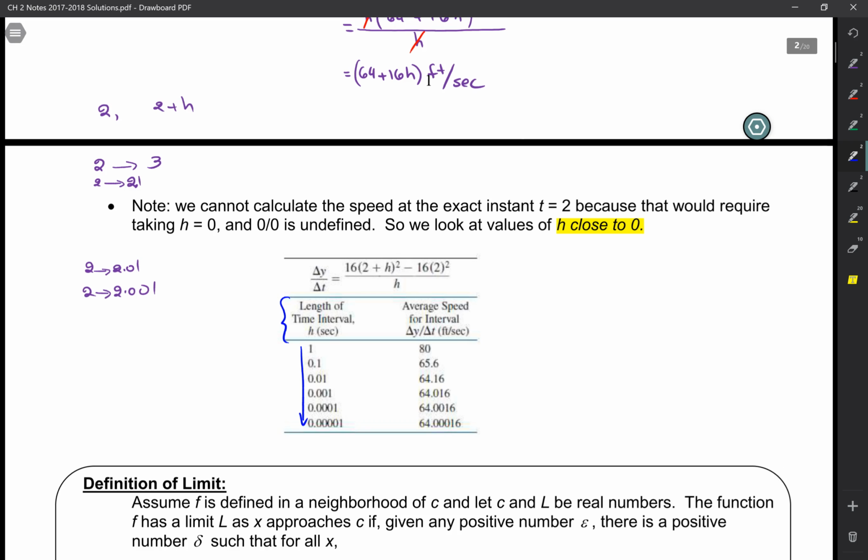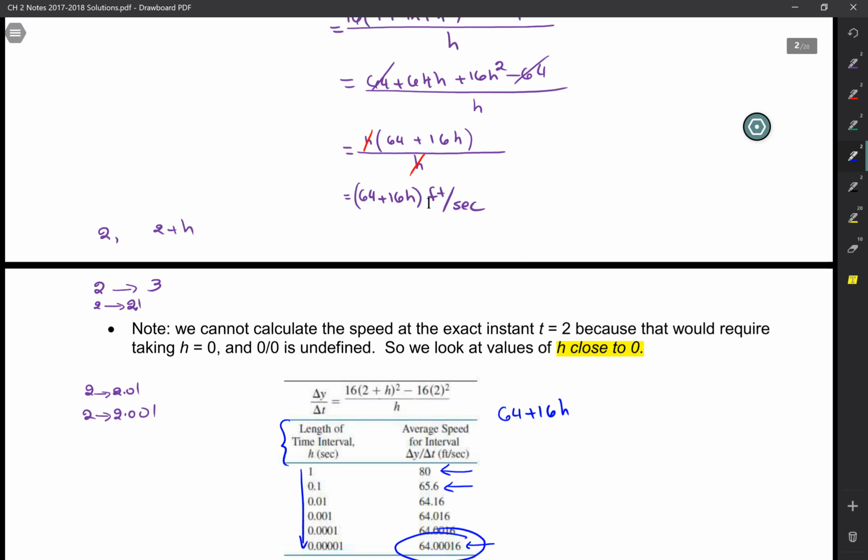So if we were to use our expression for speed that we found, depending on the values for h, if h is 1, I get a value of 80 for the speed. But if h is 0.1, now I'm even closer to t equals 2, I get a different value, 65. And as I bring h closer and closer to 0, I get closer and closer to t equals 2, and my value is the most precise for the speed at t equals 2. That's what we were solving before. I'm still continuing the same problem from the previous one.